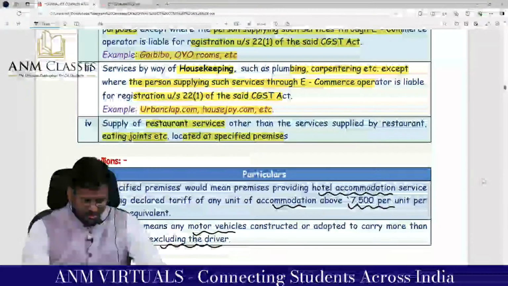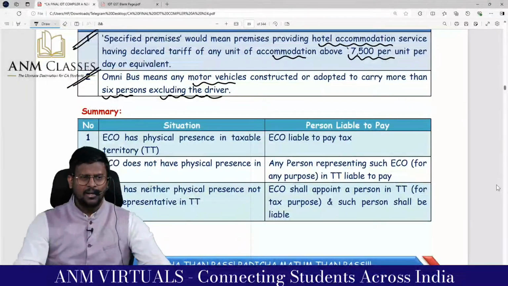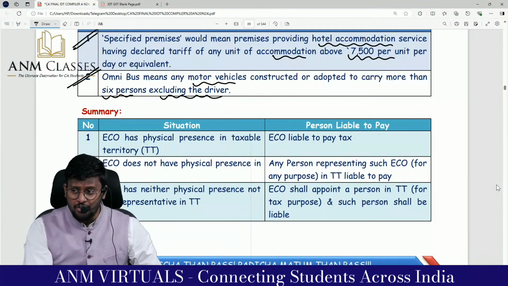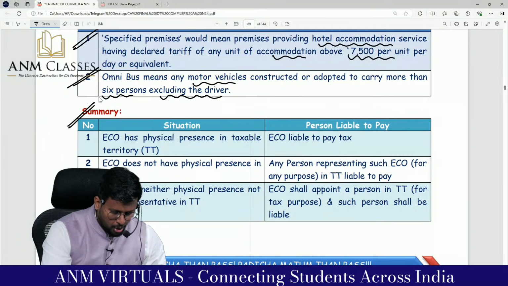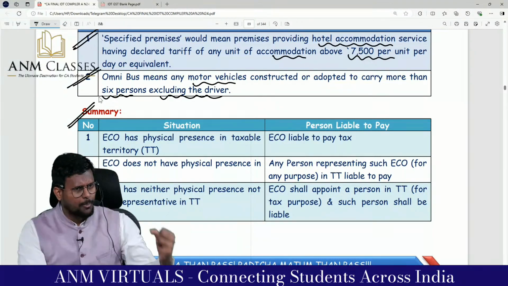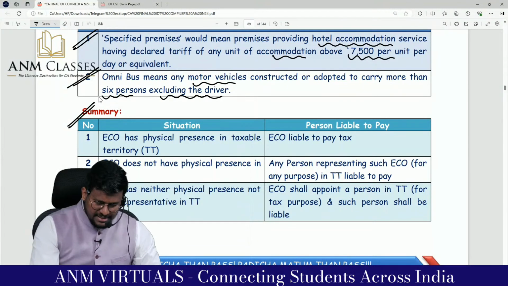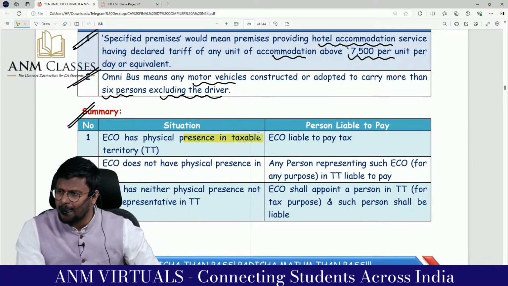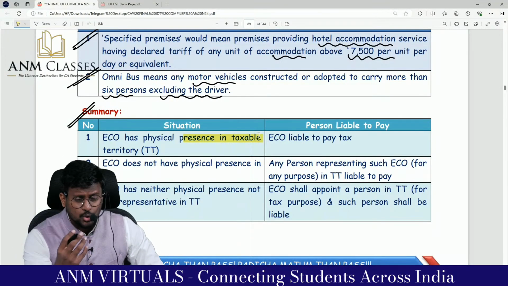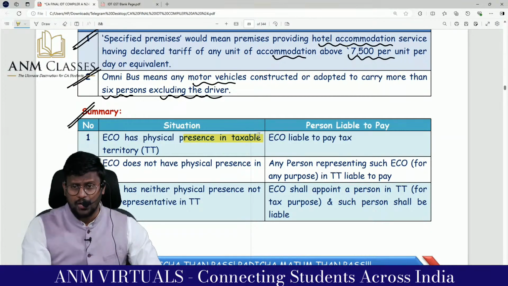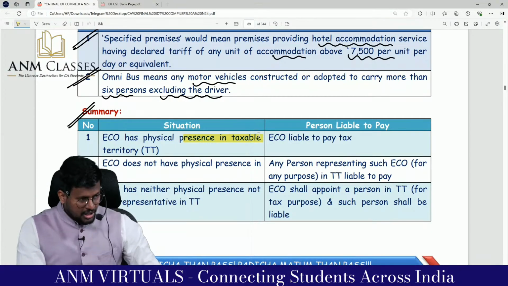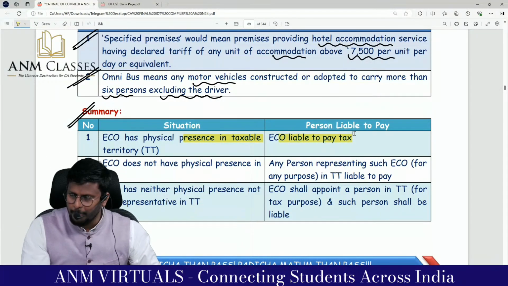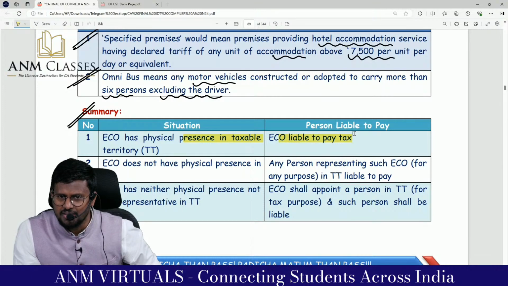Are you really with me? Yes, sir. So, sir, ECO is the person liable to pay GST under 9(5) or 5(5), as the case may be. This is important. If that e-commerce operator is having a physical presence in the taxable territory, the e-commerce operator is liable to pay tax.